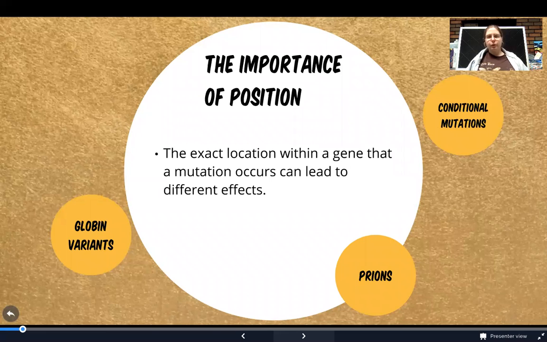So the exact location within a gene that a mutation occurs can lead to different effects. Depending on where in the gene, not just what happened, not just is it a substitution or a deletion or an insertion, but also where in the gene. Is it closer to the front of the gene? Is it in the middle? Is it closer to the end? You can actually see differences that can arise from that. We have some examples.